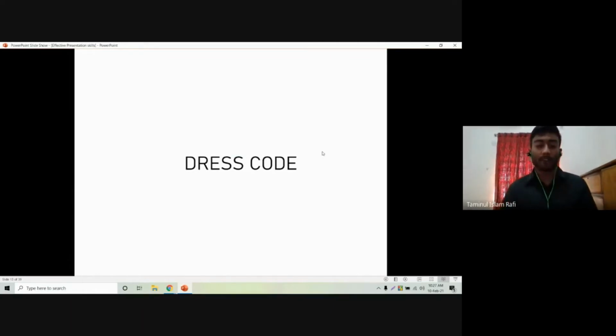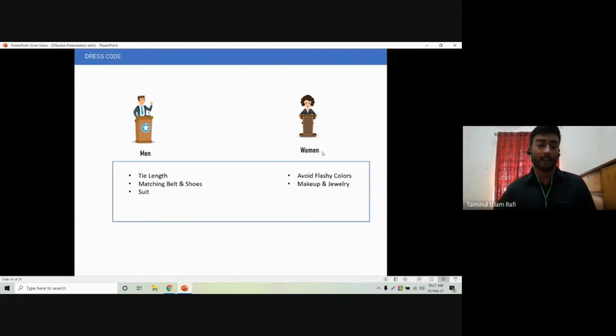Okay, now coming to the dress code, we have to maintain a formal dress code when we do a formal presentation. So I considered here 3 points for the man and 2 points for the woman. So tie length, matching belt and shoes, and suit for the man. And please try to avoid flashy colors when you do presentation. For the woman, try not to use too much makeup or wear too much jewelry during your presentation.